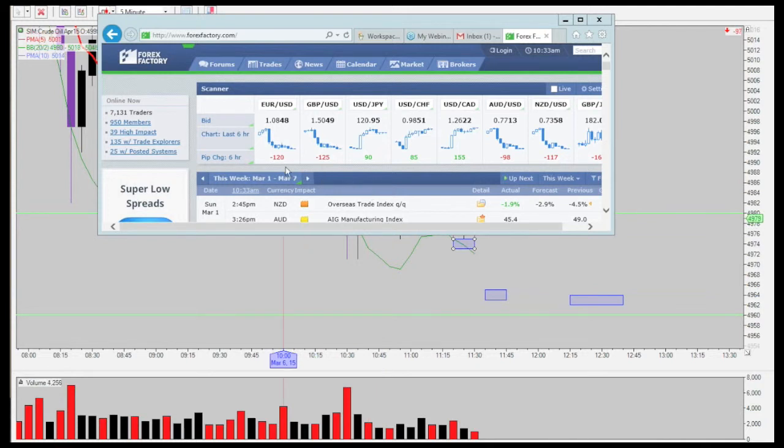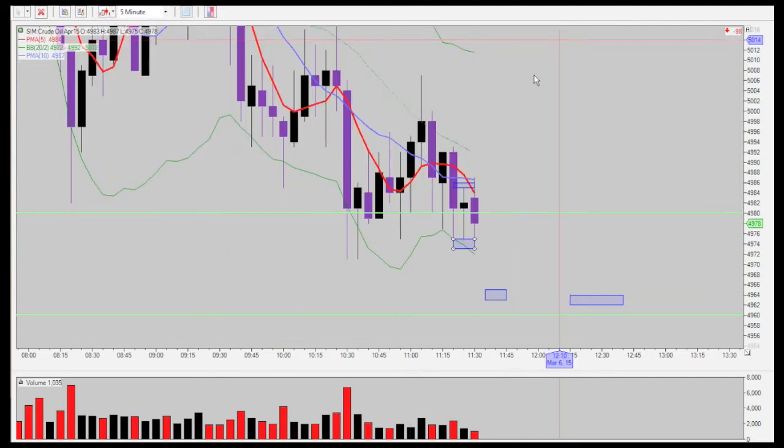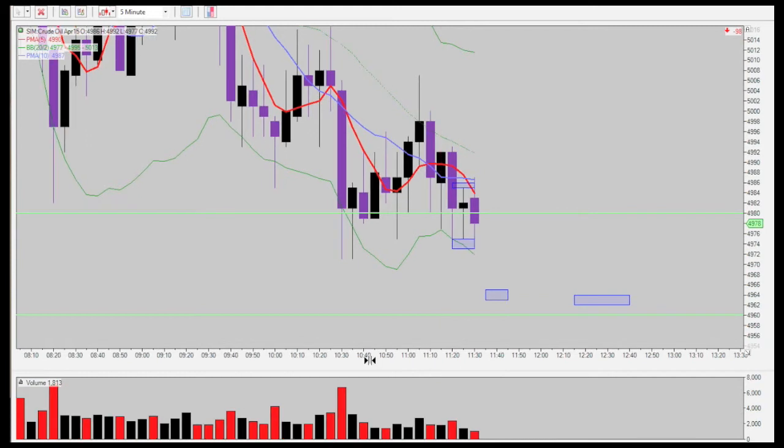Great question, Lewis. You do look at the body of the candle, but what you're looking for is actually how the close is in relationship to the previous. So let's go over that real quickly.